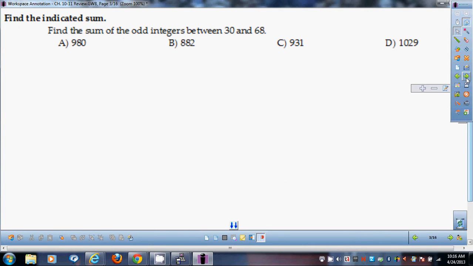Number 2, find the indicated sum. Find the sum of the odd integers between 30 and 68. Much like the ACT, I like putting questions on my test that make you know multiple things. That way I don't have to ask you all of those things individually. I like this one because you have to use, well, I guess you don't have to. You could just count them all out. But it would be beneficial for you to use the sum formula and the general term formula.